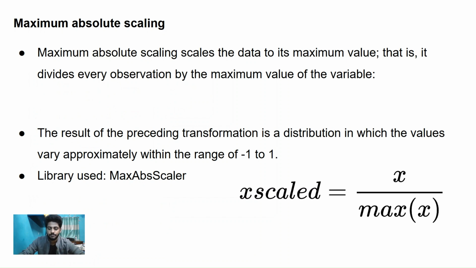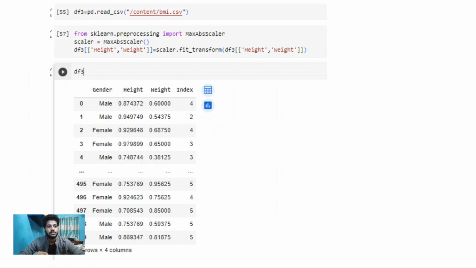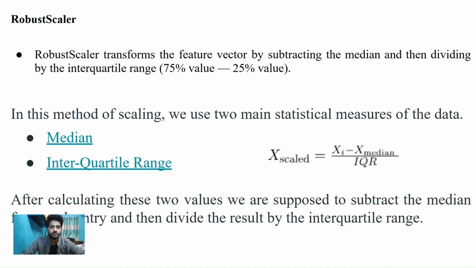So the coding part is this. We're going to read this file again as df3, and then from sklearn.preprocessing import MaxAbsScaler, and we're going to store that function MaxAbsScaler into a variable called scalar. And then we are going to fit transform the features height and weight using the variable scalar, which has the function MaxAbsScaler, to the same features height and weight in the same data set. So you could see that height and weight have again been changed from the previous scaling methods. This is how this MaxAbsScaler works.